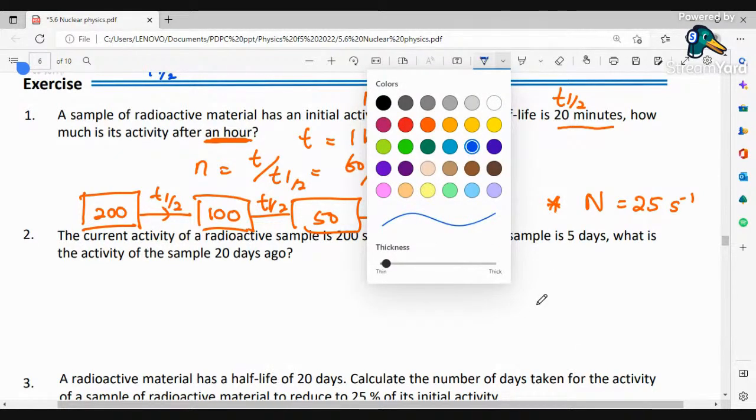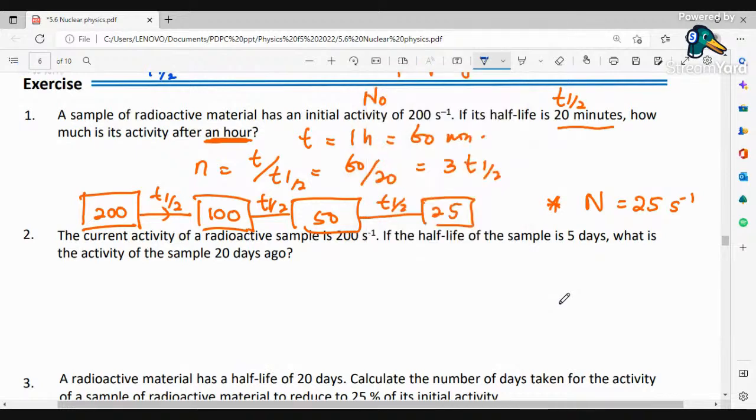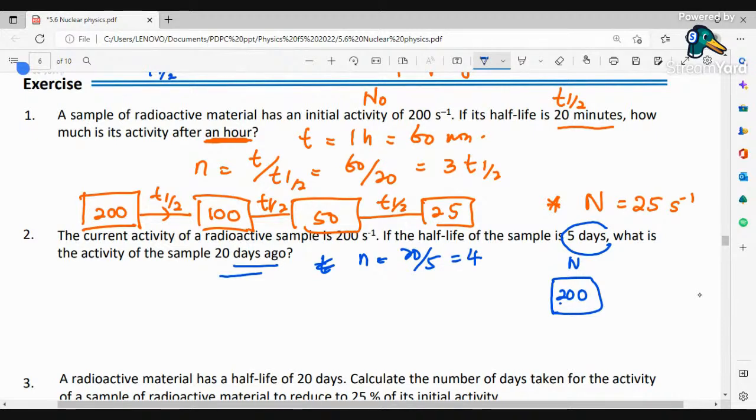Okay, soalan number 2. The current activity of radioactive sample is 200 per second. Half-life 5 days. What is activity of the sample 20 days ago, sebelumnya? Okay, maksudnya kita kena patah balik. Dia bagi N di sini ialah 200. Okay, 20 days, how many half-life? Kena kira dulu berapa kali. Okay, 20 divide by 5. Maksudnya 4 half-life. Patah balik 4 kali.